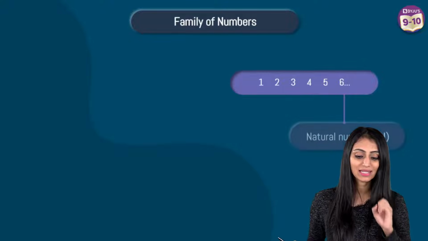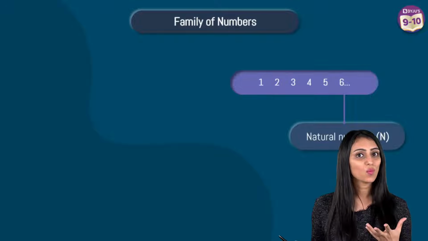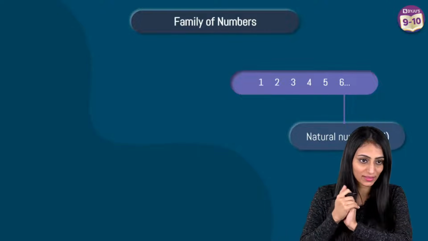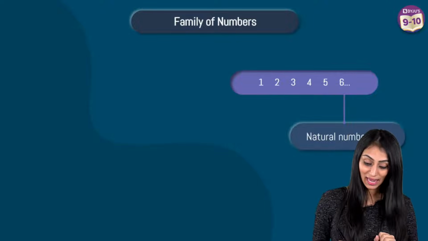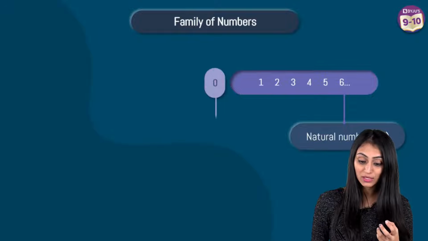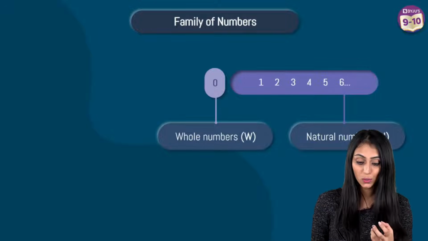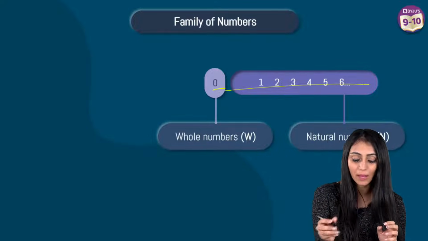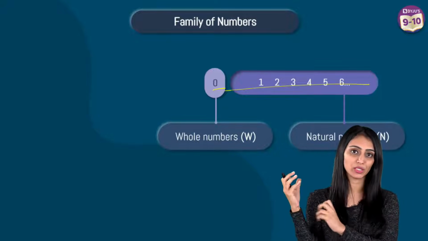So we all know what natural numbers are, right? It starts from 1 and extends up to infinity. 1, 2, 3, 4, 5, 6 and so on. And if I add 0 to this family of natural numbers, what do we get? We get whole numbers. So whole numbers start from 0 and they extend up to infinity. 0, 1, 2, 3, 4, 5, 6.